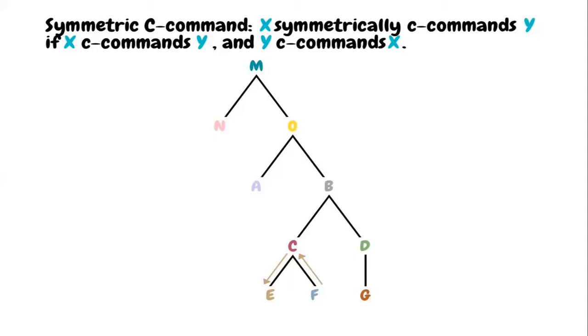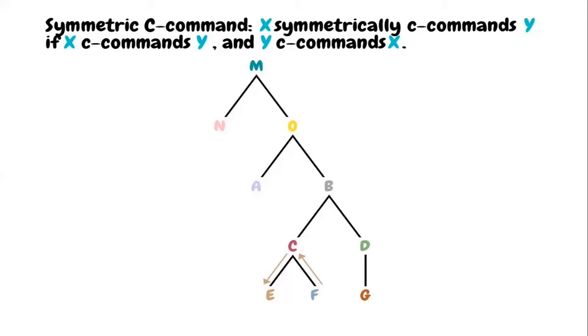So remember, in simple words, as Bushra has shown in her excellent presentation, C command is a relation between sisters. The sister C commands its sister or sisters and everything under the sister. So N in this tree C commands O and A and B and C and D and E and F and etc.